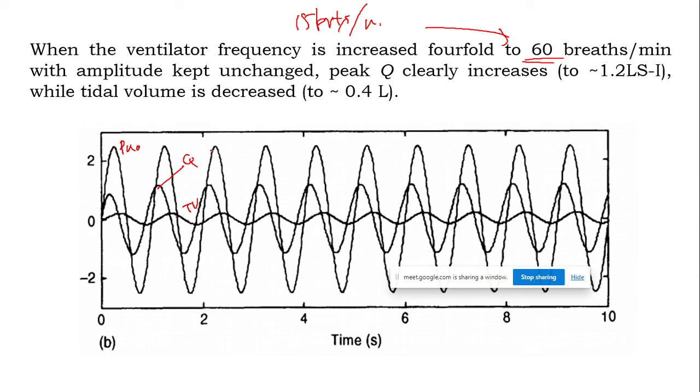Gradually PAO and Q are moving towards being in phase. First it was leading, now it is trying to be in phase. That's what happens. Another thing you can observe here is, as you increase your breathing rate, the tidal volume is decreased. Tidal volume is decreased gradually. It has very much decreased. This is the effect that is happening.